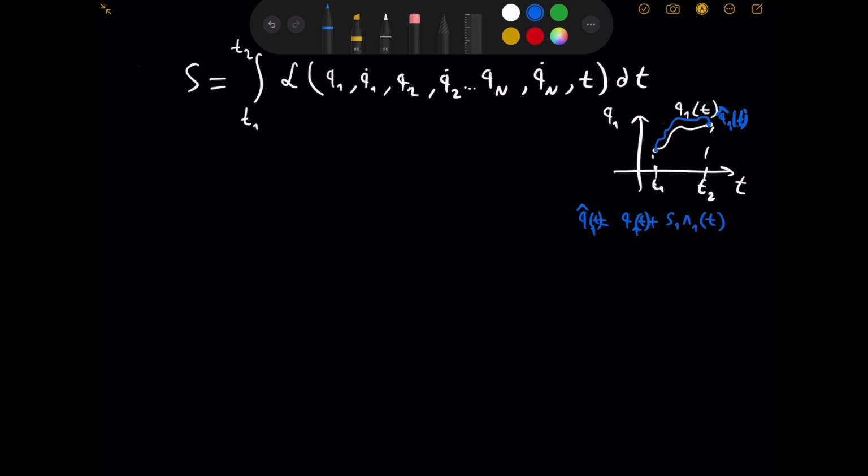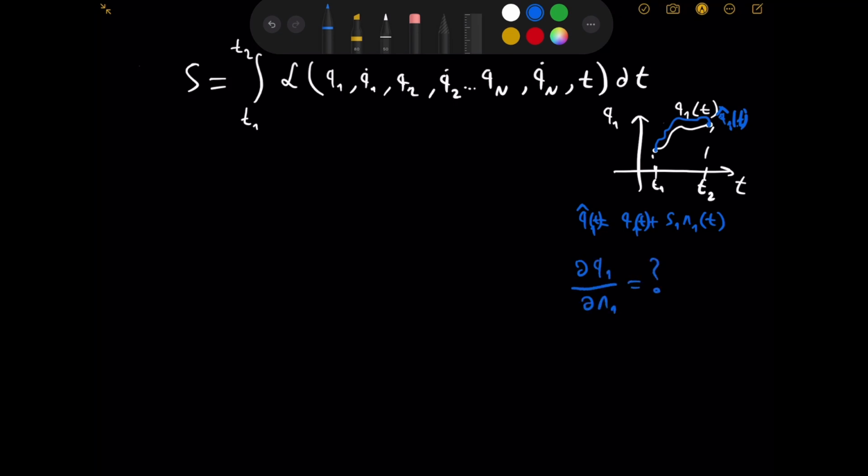And the reason I do this is because if I were to ask you to take the partial derivative of Q1 hat with respect to S1, you would say n1. This is really easy for us to do. S1 is a regular variable we're used to, but taking the derivative of a function with respect to another function would be a bit weird. What would this be? Is it even defined?